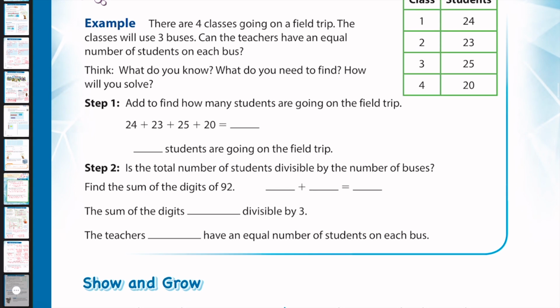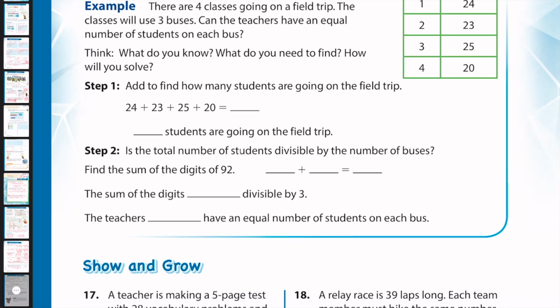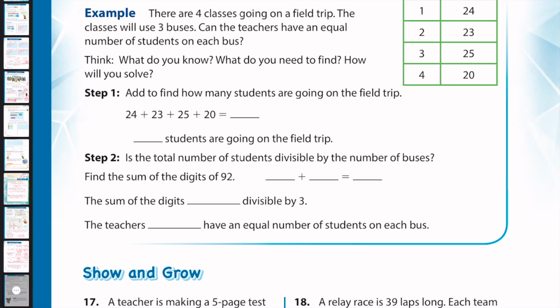There are 4 classes going on a field trip. The classes will use 3 buses. Can the teachers have an equal number of students on each bus? What do you know? That's what you need to think. Now, what do you need to find? How will you solve? This is what we have been practicing.